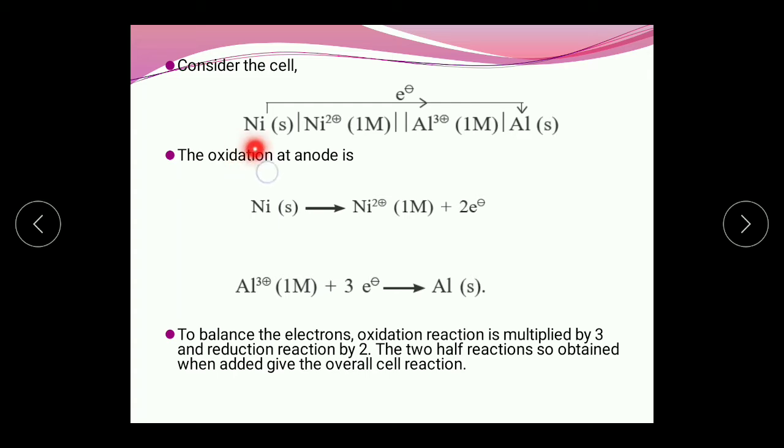Now, Ni in solid state, a nickel metal strip, is taken. It is dipped in the 1 molar solution of nickel ions. So, a single vertical line indicates direct contact. A double vertical line indicates the anode and cathode are connected by a salt bridge, that is indirectly. And the cathode is an aluminum strip, which is in solid state, dipped in the solution of aluminum ions.